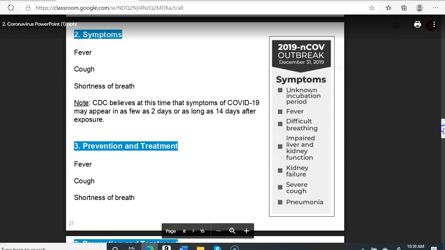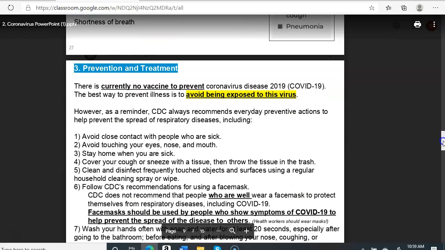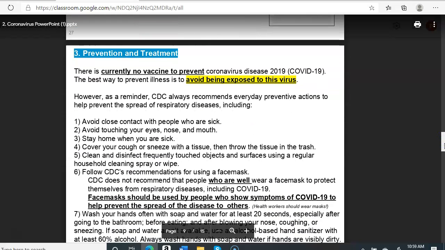Prevention and treatment, you have a fever, cough, and shortness of breath. How do you prevent and how do you treat? Well, there is currently no vaccine to prevent coronavirus disease 2019 or COVID-19. The best way to prevent illness is to avoid being exposed to this virus. However, as a reminder, CDC also recommends everyday preventive actions to help prevent the spread of respiratory diseases, including, number 1, avoid close contact with people who are sick.